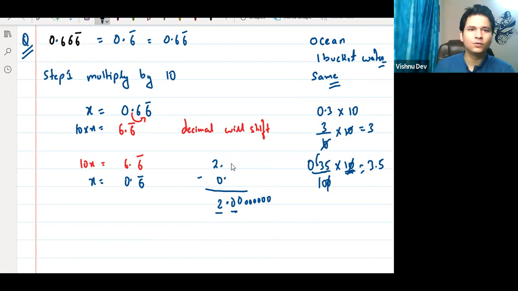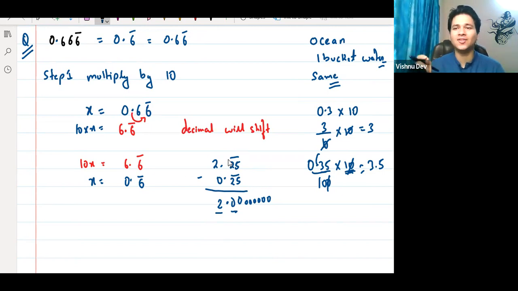So can I write this, sir, if it is 2.25 bar, and I'm subtracting 0.25 bar? After the decimal we speak the digits one by one, okay? So it is not twenty-five, it is two-five, okay? That is how we speak it. So 2.25 bar minus 0.25 bar, the repeating 25 will get cancelled. Yes or no?